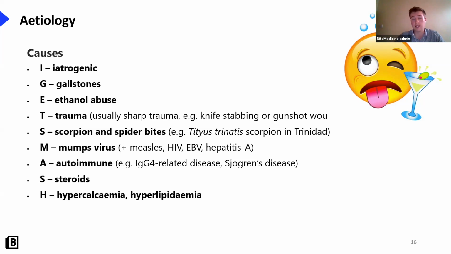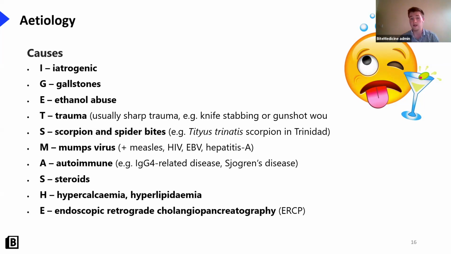H is for hypercalcemia or hyperlipidemia. So specifically, it's the hypertriglyceridemia. E is for ERCP, so endoscopic retrograde cholangiopancreatography. So that is a diagnostic and therapeutic intervention whereby you pass a scope down the mouth into the duodenum, through the sphincter of Oddi, and you can see if there are any gallstones. You can also remove them using a trawl if necessary. So that one is known to aggravate the pancreas and cause pancreatitis.